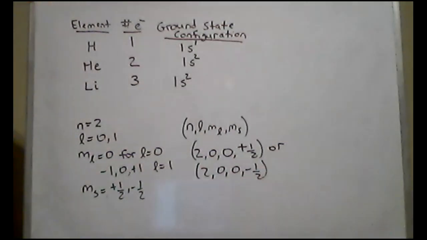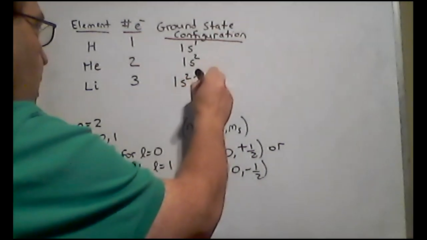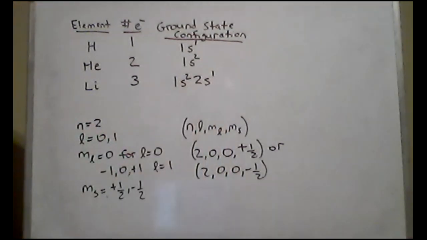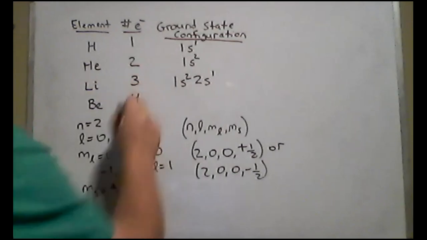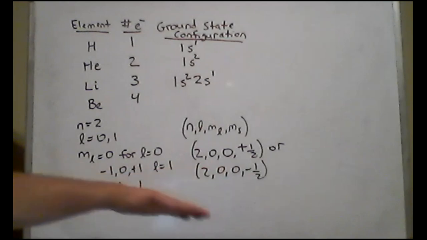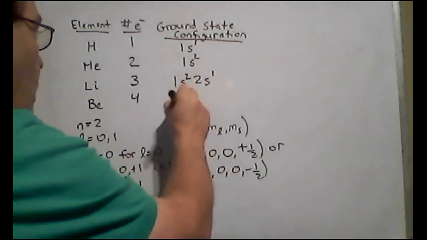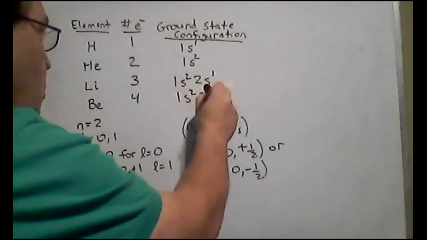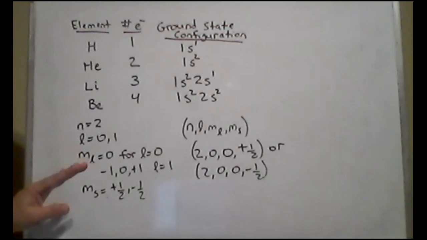All right, so I can start filling up, and I don't go to P yet. I can put 2 electrons in the S shell. So I'd say 2s1. That's lithium, and I'm done. What's the next one? Beryllium. Beryllium has 4 electrons. I can stick 1 more electron in the S shell. I always want to go from low energy to high energy. So it would be 1s2, 2s2.